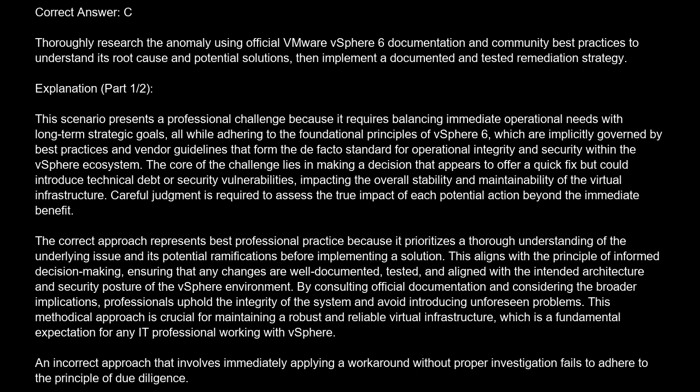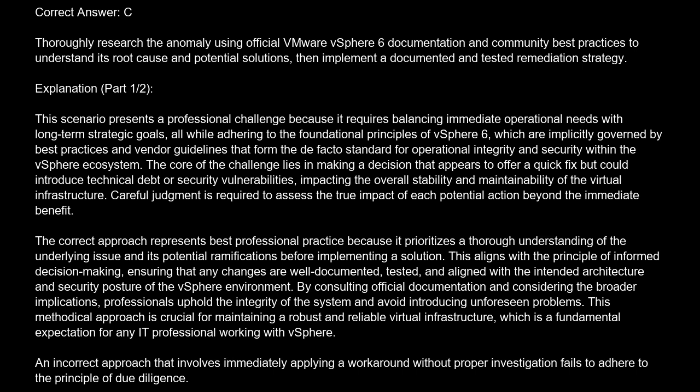Explanation. This scenario presents a professional challenge because it requires balancing immediate operational needs with long-term strategic goals, all while adhering to the foundational principles of vSphere 6, which are implicitly governed by best practices and vendor guidelines that form the de facto standard for operational integrity and security within the vSphere ecosystem.